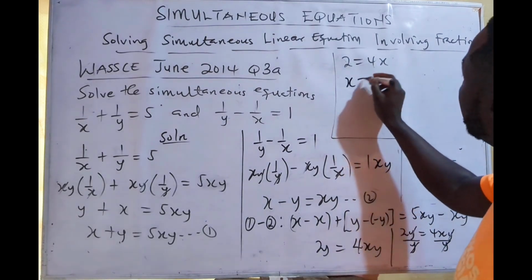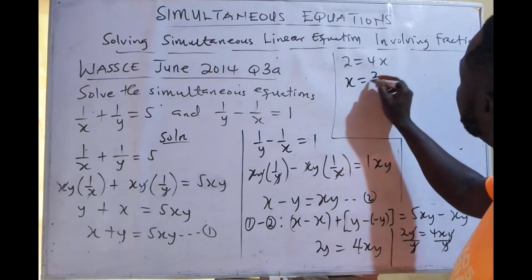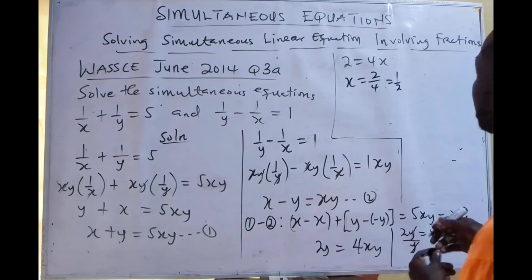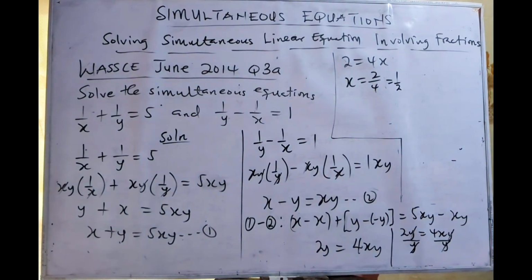And if I want to find my x, I'll divide 2 by 4, so 2 over 4. And then my x is going to give me 1 over 2. So the x is 1 over 2.